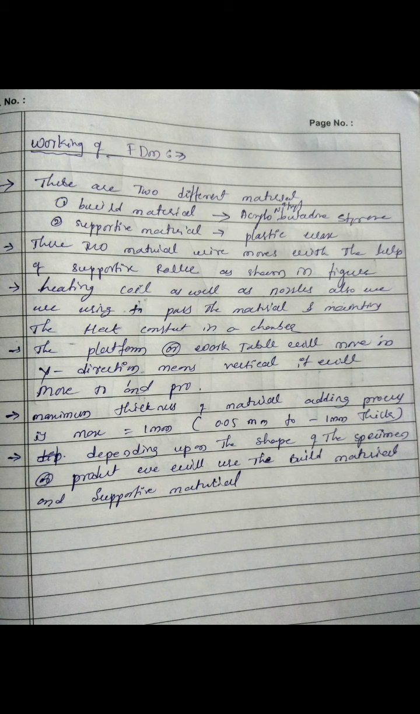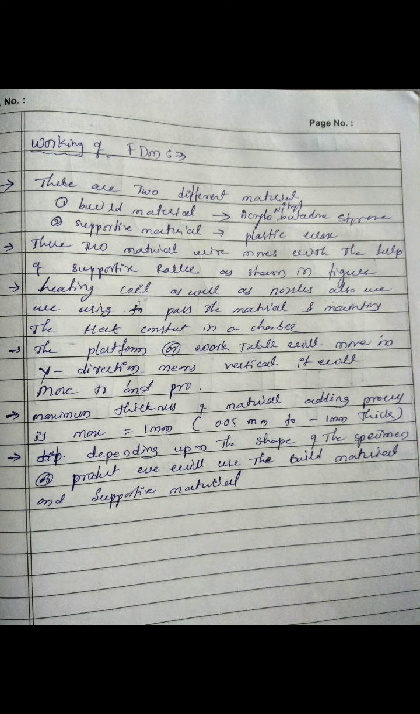The two materials, as a wire, move with the help of the supportive roller. I mention wire only because in the diagram it looks like a wire, but we should not write wire because it's not a wire. It is the supportive and build materials. You have to mention that there are two materials, the supportive material and the build material.